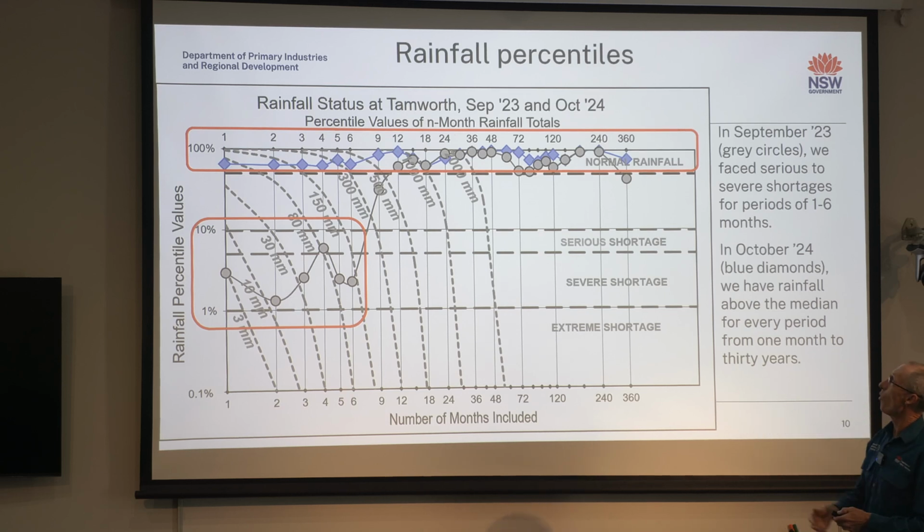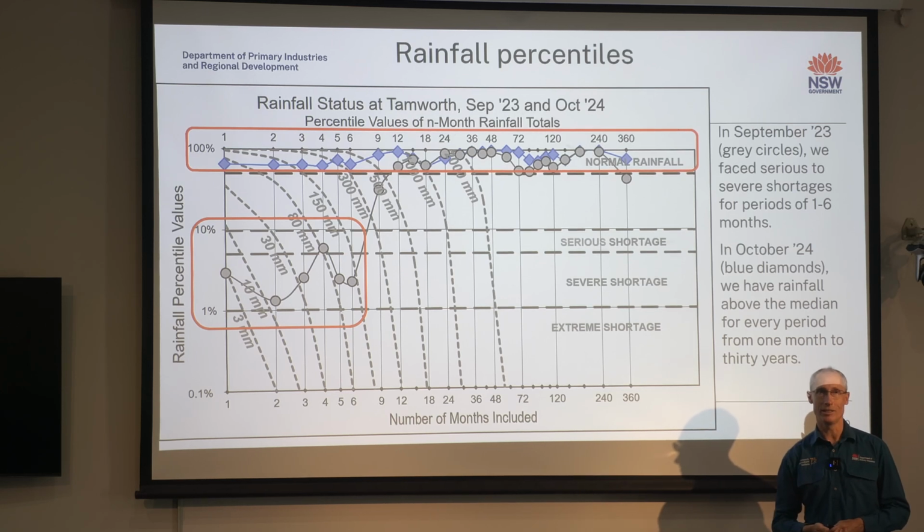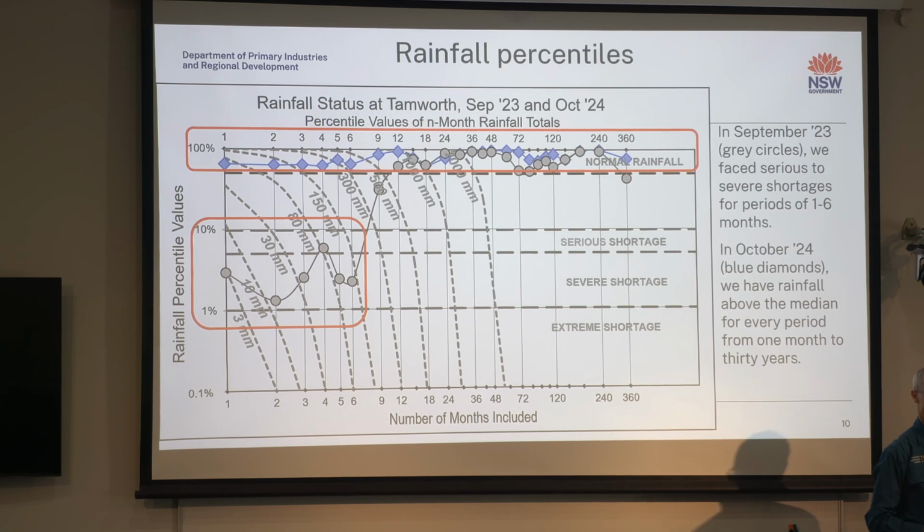I roll the data forward and update it for end of October this year. And you see all the blue diamonds. So now we look at the rainfall record, and it doesn't matter from 1 month through to 6 months, 12 months, 2 years, 3 years, 4 years, 10 years, 20 years, 30 years. The tallies over all those periods are above average. Over all those periods. This really is a very unique period.